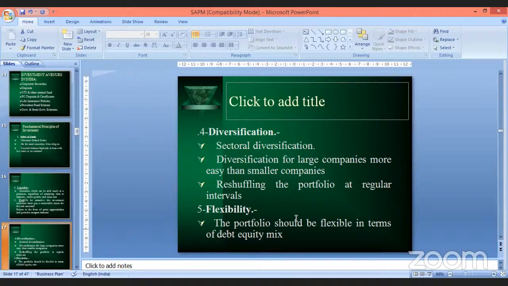The next fundamental principle is flexibility. Flexibility means the portfolio should be flexible in terms of debt-equity mix. Suppose right now you are investing in certain investment avenues, and the entire amount of investment consists of 50-50: 50 belongs to equity instruments and 50 belongs to debt instruments. In the near term, the composition may change: equity may be 70%, debt may be 30%, or debt may be 70%, equity may be 30%. So the portfolio should be flexible in terms of debt and equity mix. If the portfolio is fixed, then it is quite difficult to manage the risk. Is it clear?